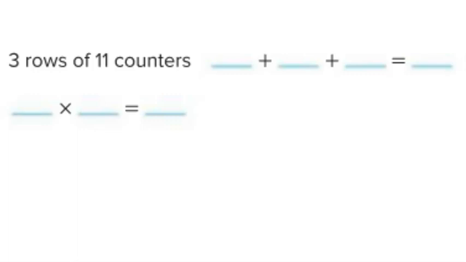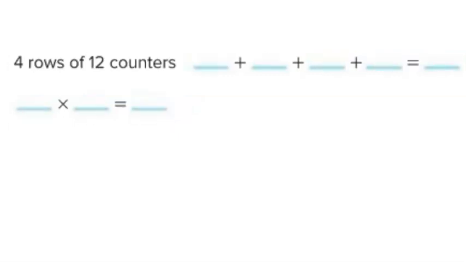What about 3 rows of 11 counters? That's the same thing as 3 times 11. So 11 plus 11 plus 11 is equal to 33. So 3 times 11 is equal to 33.